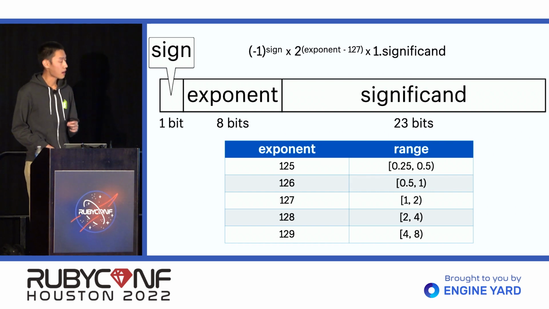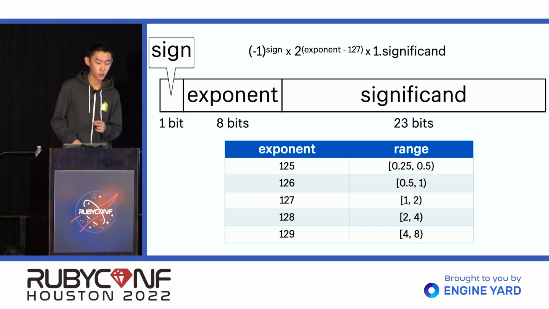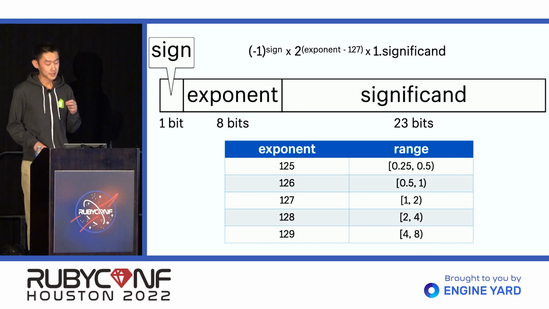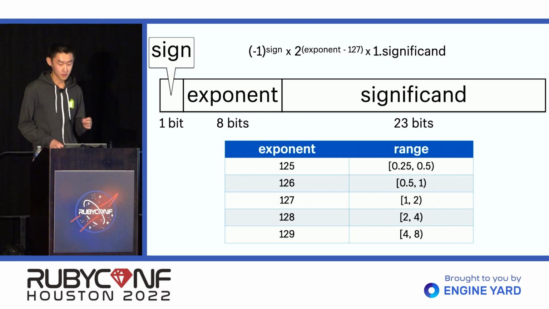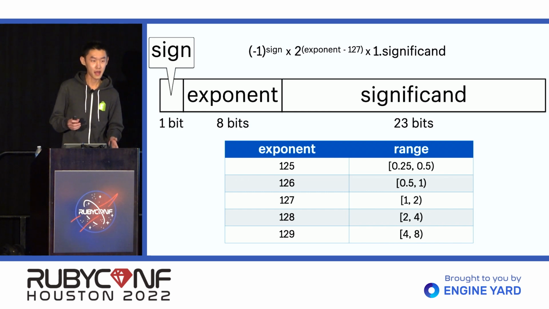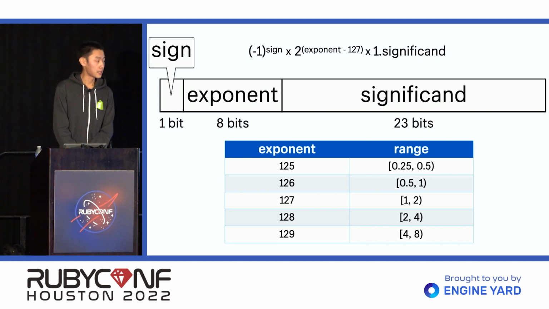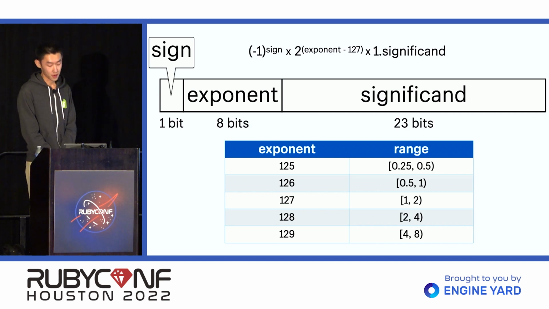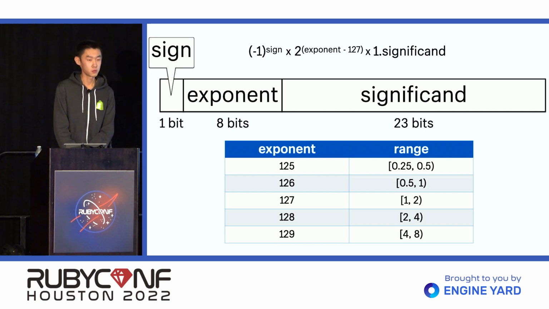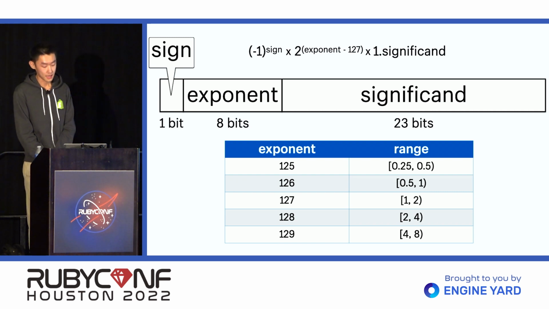Ranges start at 2 to the power of the exponent minus 127 and end at the next power of 2. We subtract 127, so we are able to have ranges to represent numbers with magnitudes between 0 and 1. For example, an exponent with value 125 starts at 2 to the power of negative 2, which is 0.25, and ends at 2 to the power of negative 1, which is 0.5.